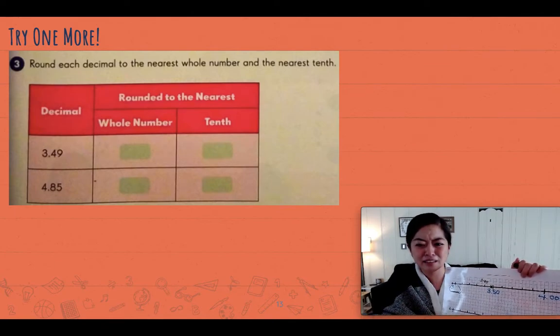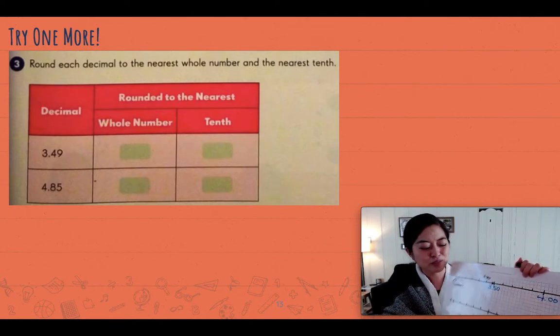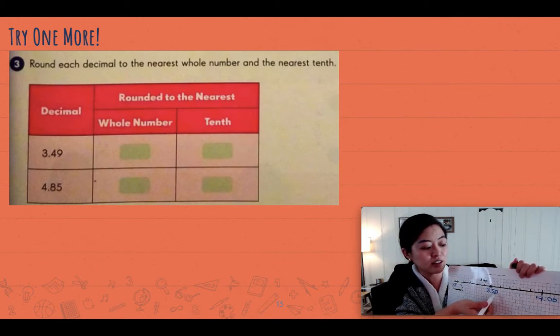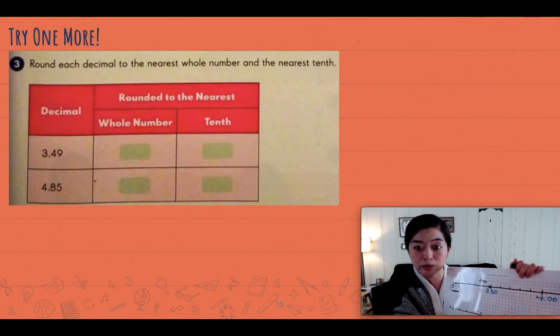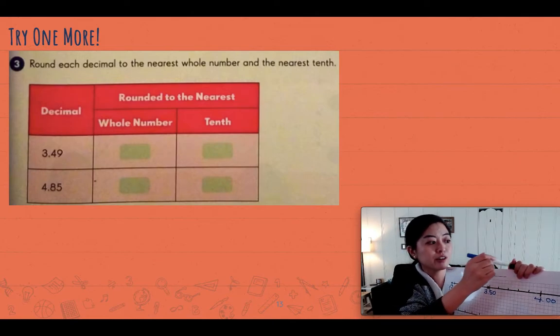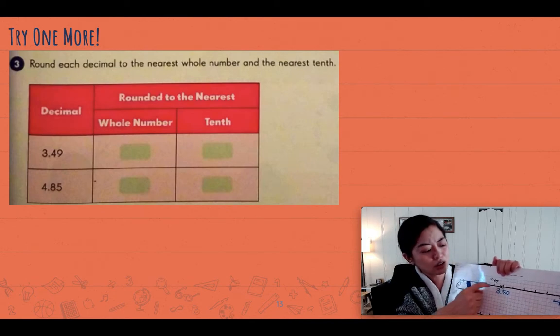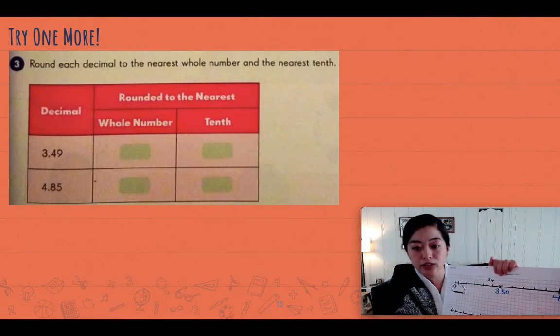Now let's talk about tenths. So 3.49, I just put an X right here to represent 3.49. It's between 3.40 and 3.50, right? But if I want to write 3.40 as a tenth, because this is in hundredths right now, because there are two places after the decimal point with numbers in it, what do I need to do? I should just erase the trailing zero there. Now it's 3 and 4 tenths.